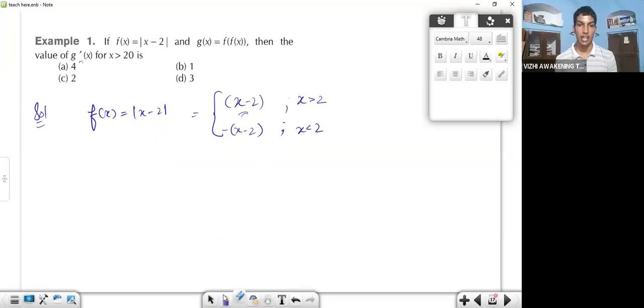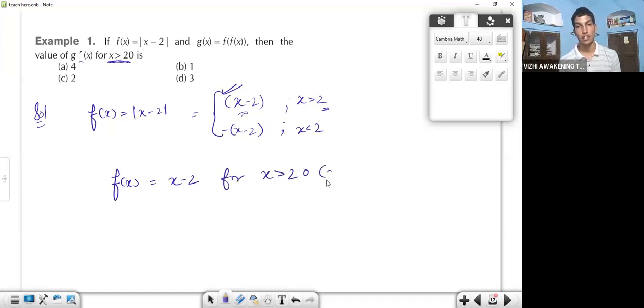Continuing our discussion, as it is given in the question that we have to discuss for all values of x which are greater than 20. If it is greater than 20, then x is also greater than 2. So we are going to talk about this function. Our function becomes x minus 2 for x greater than 20, which is given.